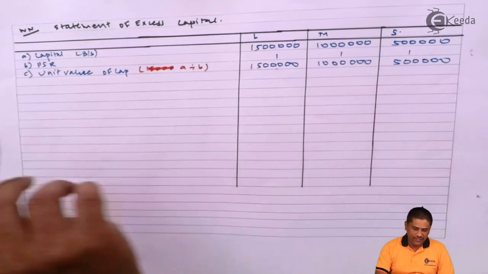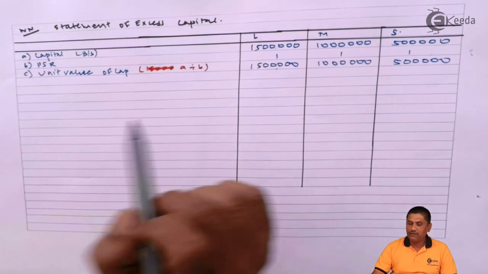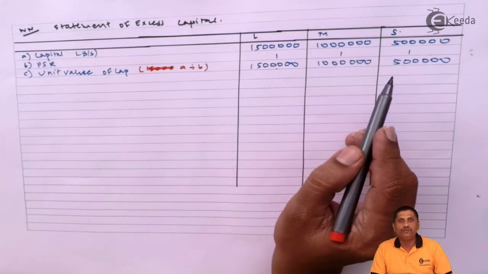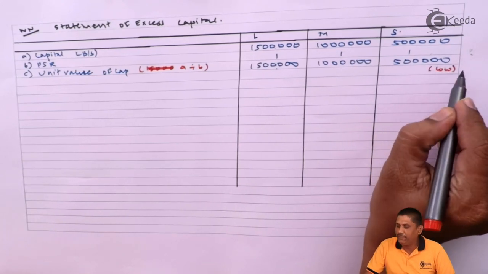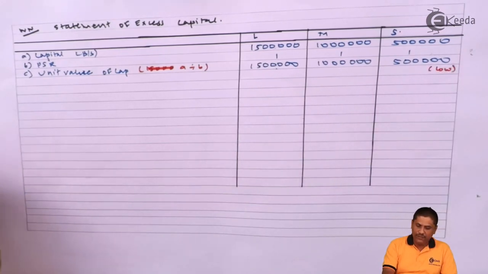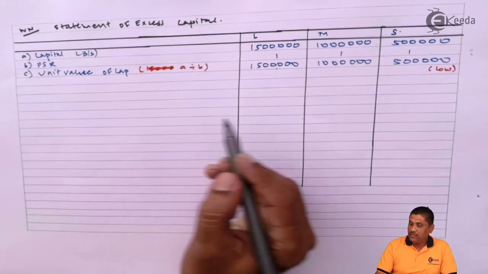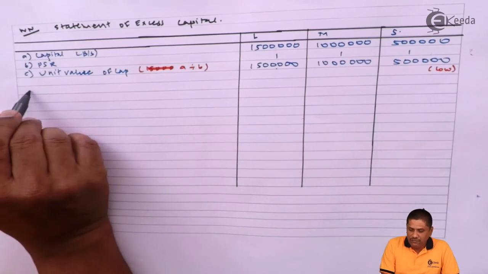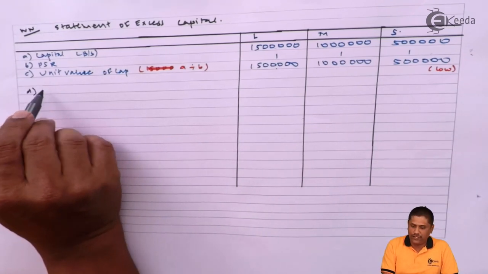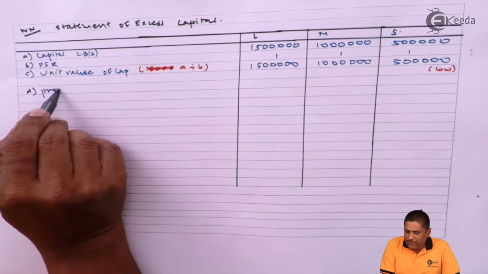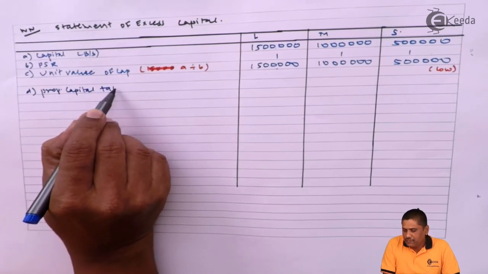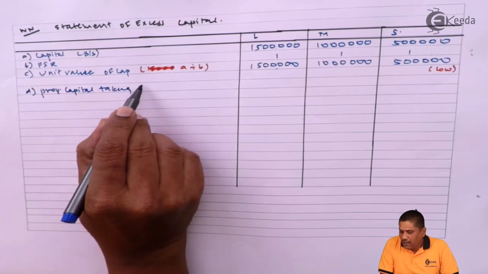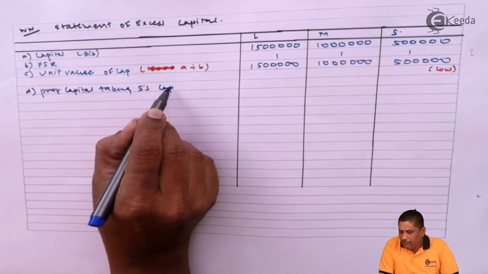Okay. So considering this, now let me ask a difficult question. Between the three amounts, which one is the lowest? Obviously, this last partner, he is having low capital. So he will be taken as a base because he is having a low capital. Obviously, others are having excess capital. Considering his capital as a base, we will work out what the proportionate capital could be. So proportionate capital, taking S's capital as base.